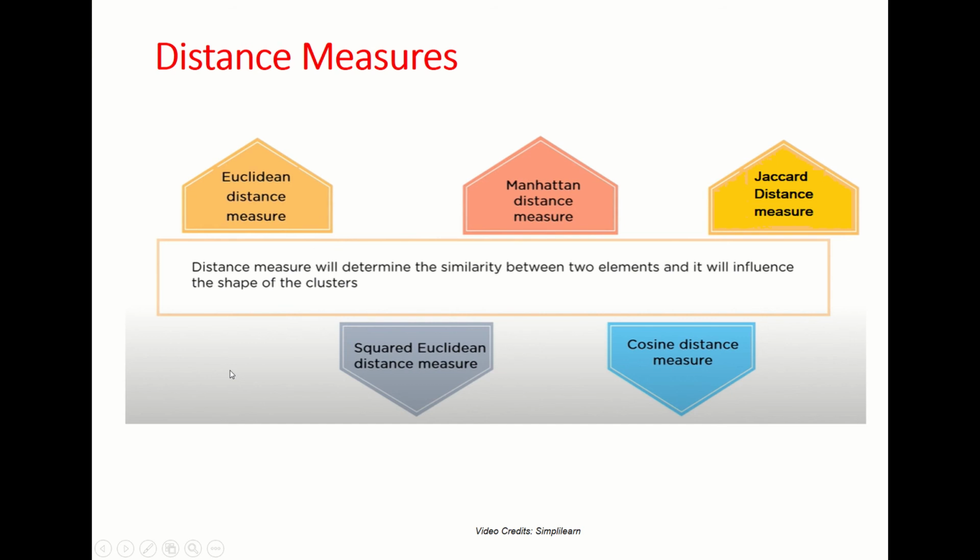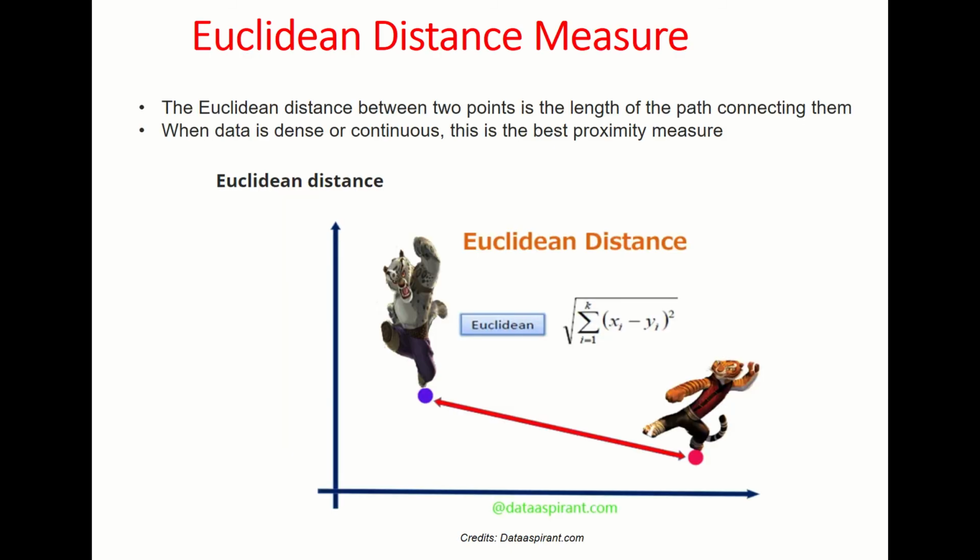Now when it comes to distance measures, there are different types which you could use. Is it only the Euclidean measure? No, it's not only Euclidean. You can go for Manhattan, you can go for Jaccard, you could go for the cosine distance, you can go for squared distance. So these are different types of distance measures which are already available. We'll have a look at how each of these distance measures work, at least a few of them. The first one is the Euclidean distance measure.